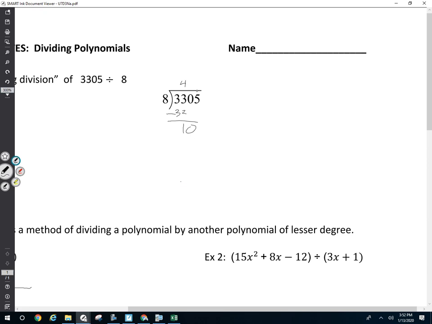How many times does 8 go into 10? Once. Multiply 8 and 1 together. We get 8. Subtract. You got 2 left over.